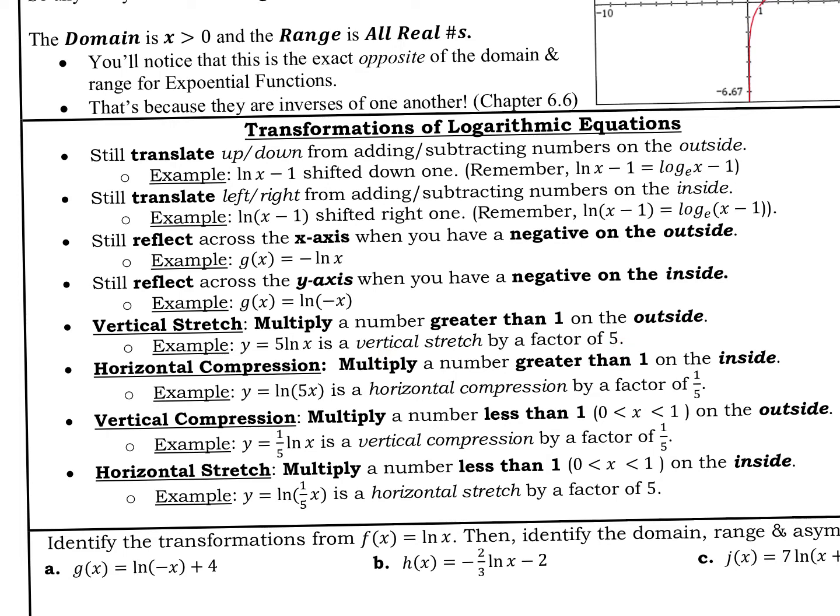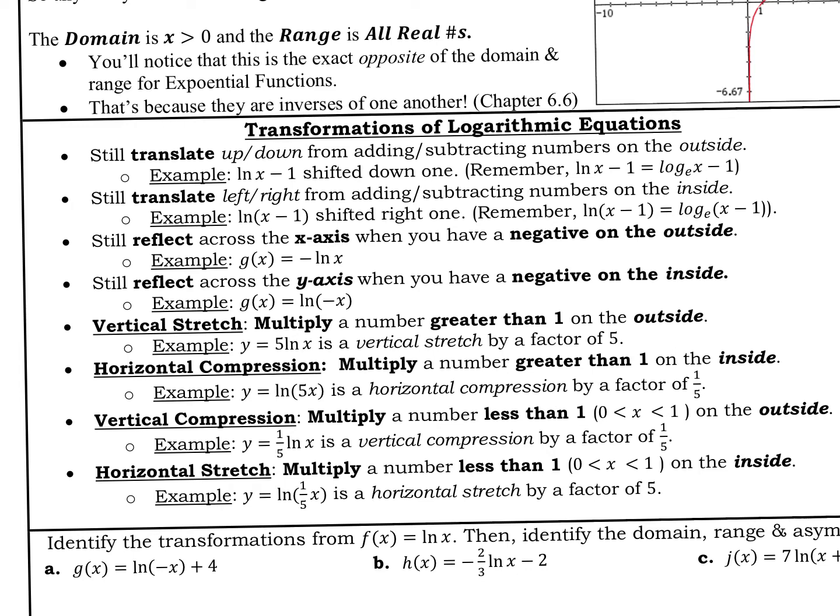The other way to make a graph skinnier is to horizontally compress it, like push on it from the sides, if you will. And that's if you multiply a number greater than 1 on the inside of the function. So if I had y equals ln of 5x, that would be a horizontal compression by a factor of 1/5.